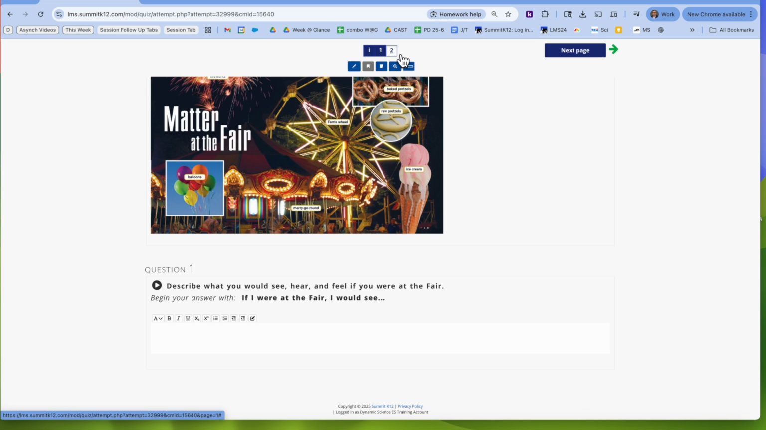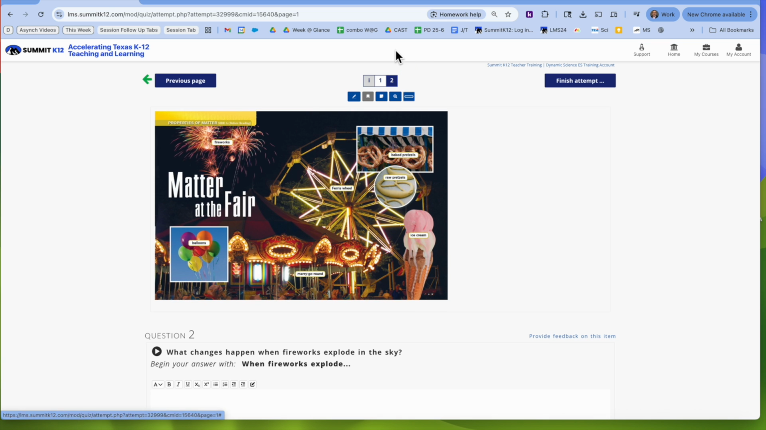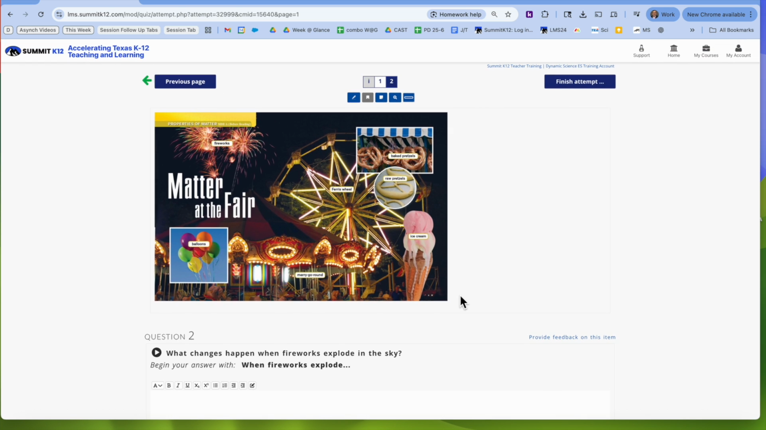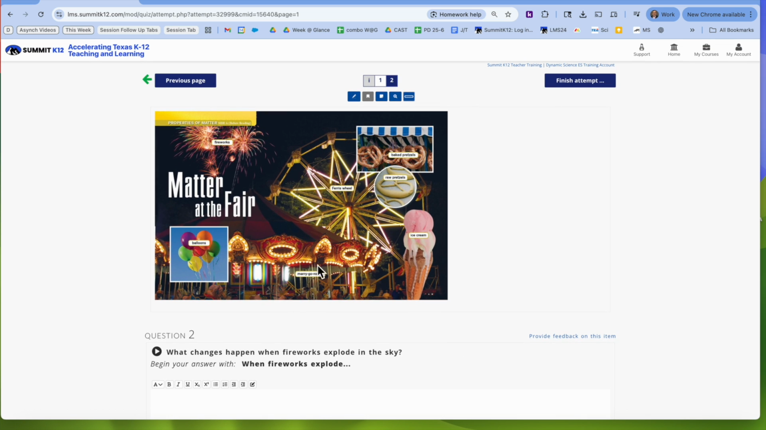The second question, what changes happen when fireworks explode in the sky? So we're looking at changes in matter here. And just as a tip, sometimes if I were to do this with students, I might not even assign this. I might just put it up on my projector and display it and have students write this prompt on paper so that I could take that up and have physical paper to grade, as opposed to having them type it in. Just another option for you.